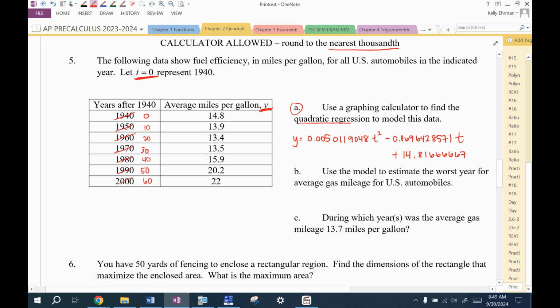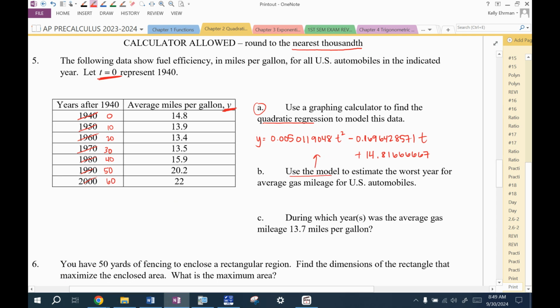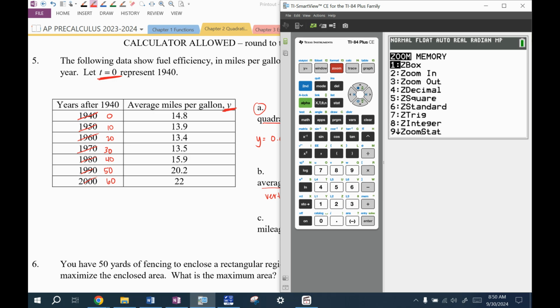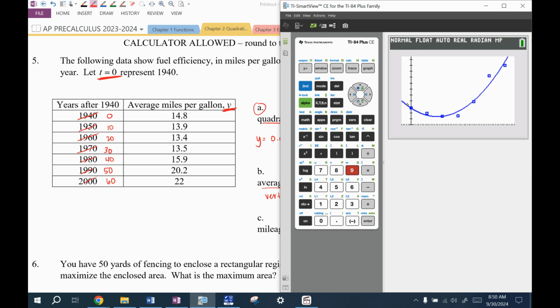And then part B says use the model, so use that equation, not the original table, to estimate the worst year for average gas mileage. So that just means lowest mileage, right? And lowest means that we've got some sort of parabola that opens up, so we're looking for the vertex. All right, now I don't want to use a vertex formula because I don't want to type in all of these decimals. To see this graph, if you're doing regression, instead of zoom fit, choose zoom stat, so zoom 9, and you should see your scatter plot along with the model that fits in there.